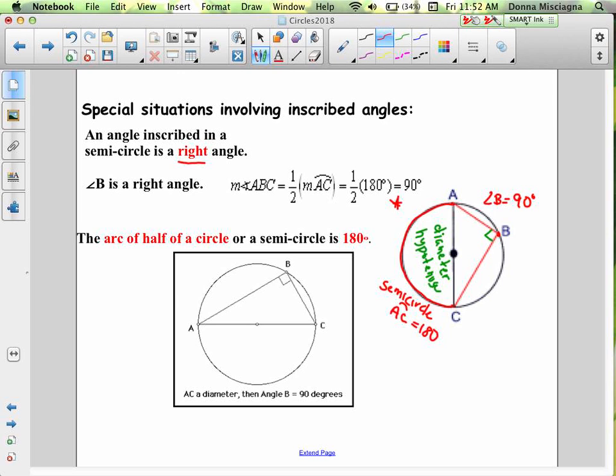Here we have another diagram. It's not in your notes. So the arc of half a circle or semicircle is 180 degrees. Right, we know this is a semicircle, and measures 180 degrees because the diameter AC divides the circle in half. So since AC is a diameter, arc AC equals 180 degrees. It's a semicircle.